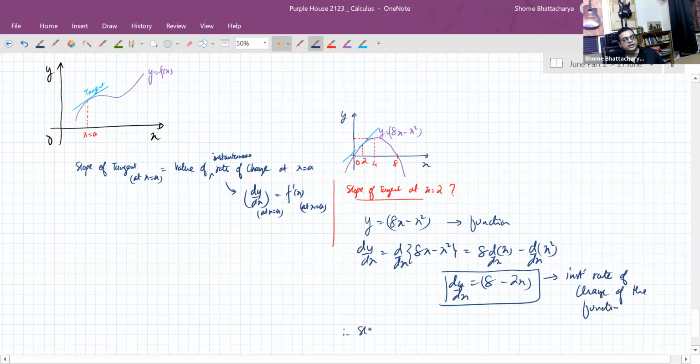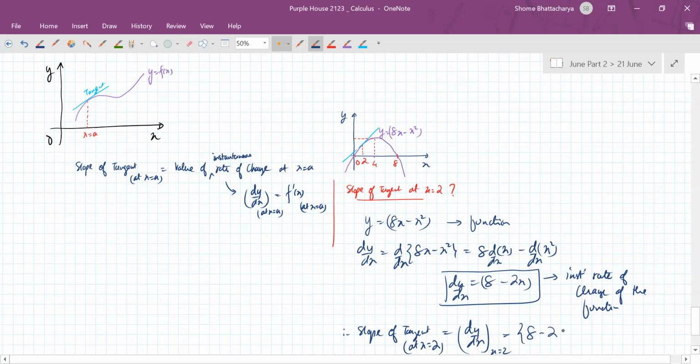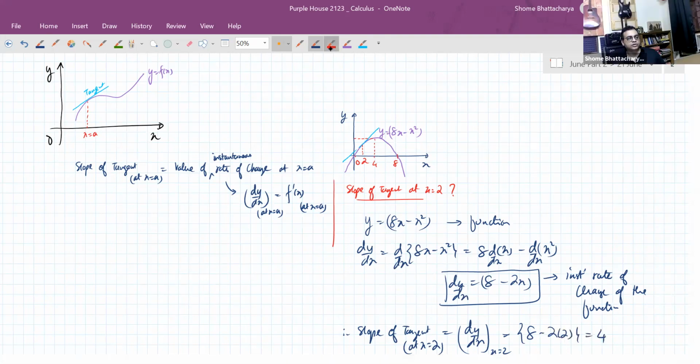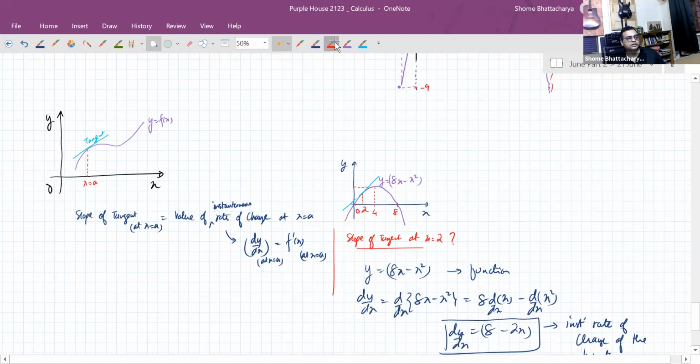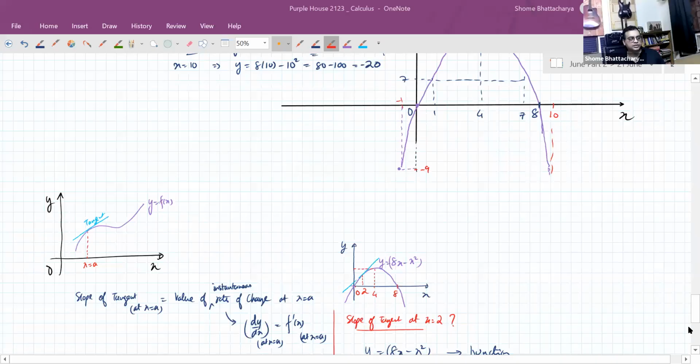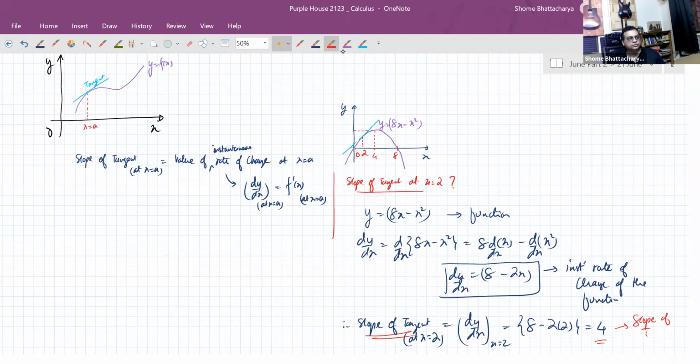So now the slope of the tangent at the point x equal to 2 will be the value of dy by dx at the point x equal to 2. So that is 8 minus, sorry, 8 minus 2 into 2. I'll just substitute the value. So that would be 4. You can see it's 4. So this 4 is the slope of the tangent at the point x equal to 2. Now you can at least see from the graph that it is justified. Just a moment, I'll reshare the file. You can see from the graph why it should be positive at the point x equal to 2, because the function is rising. So this is what is meant by the slope of the tangent at the point x equal to 2.